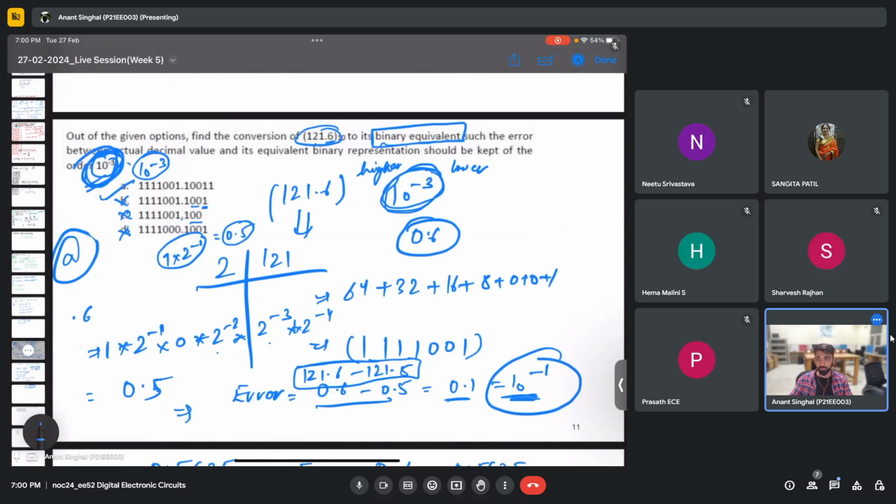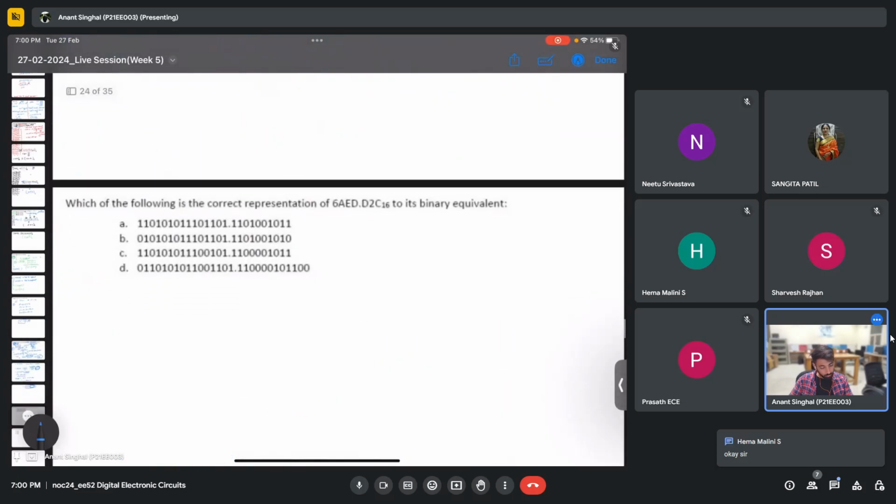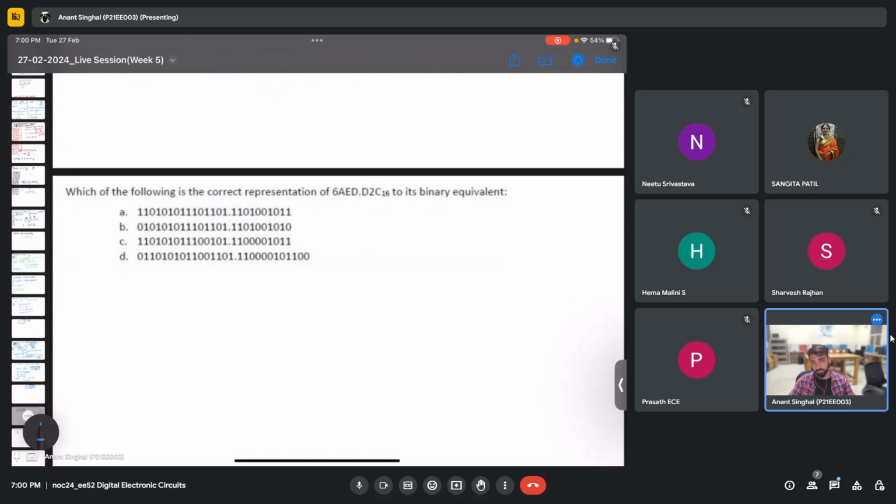Is it clear now? Fine. So let's move ahead. So this is a basic conversion. So quickly let me know the answer to this. You can take 1 or 2 minutes. I have already told you the technique to this.